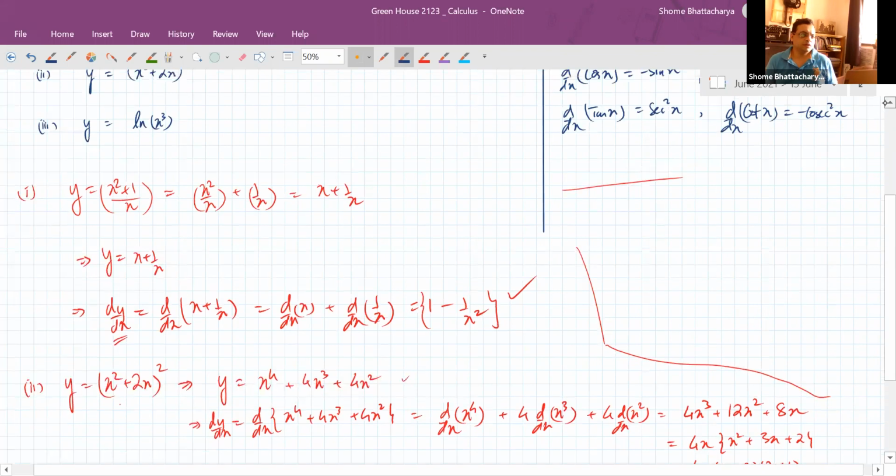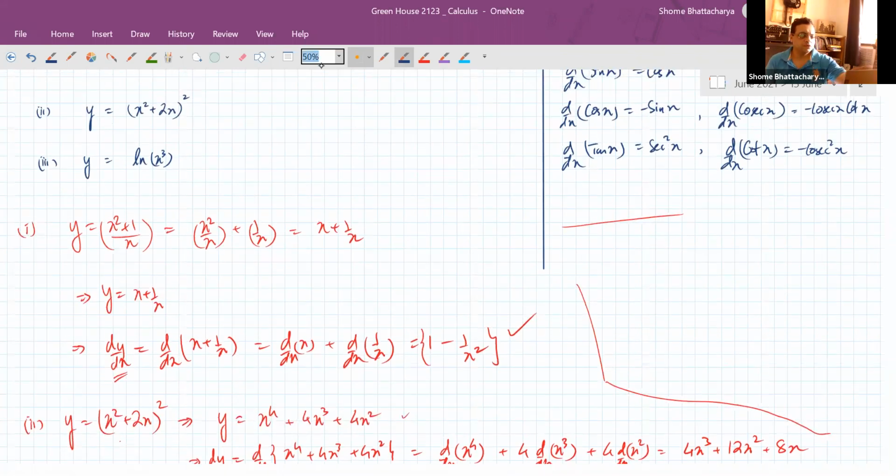Now, similarly, for the third one, ln of x cube, you will use the property of ln.